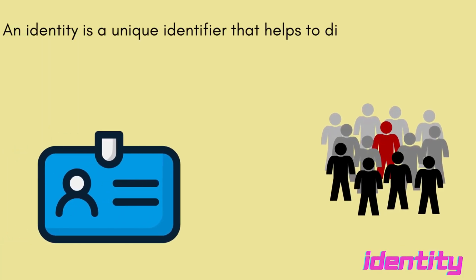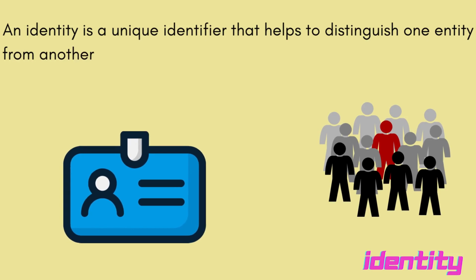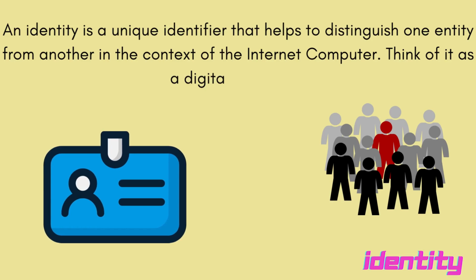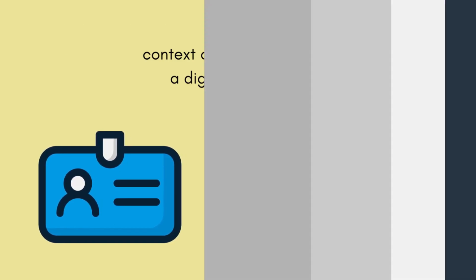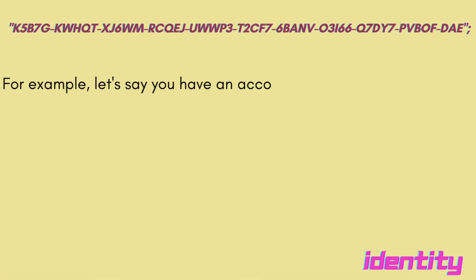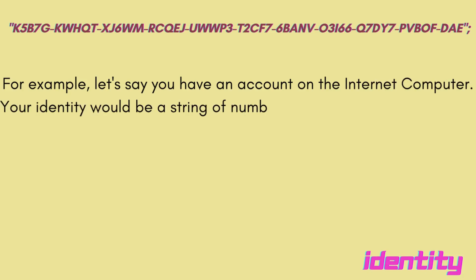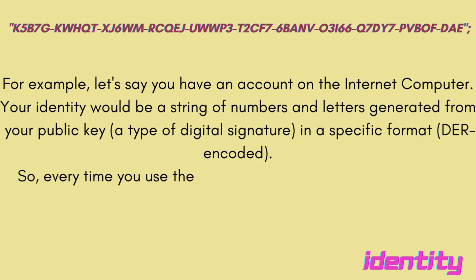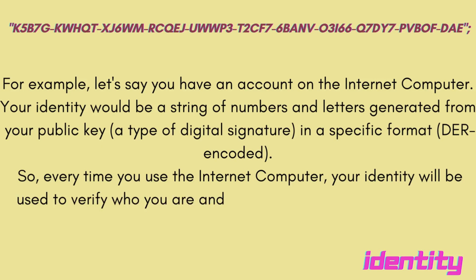An identity is a unique identifier that helps to distinguish one entity from another in the context of the Internet Computer. Think of it as a digital name tag. For example, let's say you have an account on the Internet Computer. Your identity would be a string of numbers and letters generated from your public key, a type of digital signature, in a specific format, DER-encoded. So, every time you use the Internet Computer, your identity will be used to verify who you are and allow you access to your account.